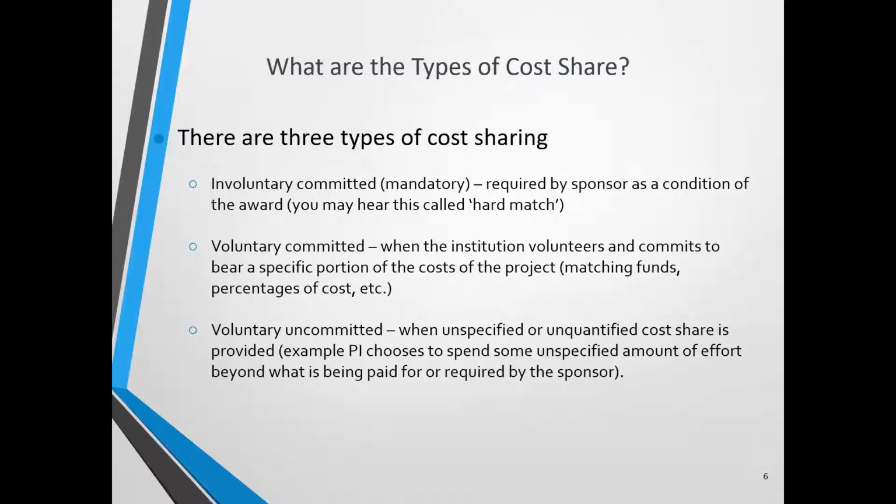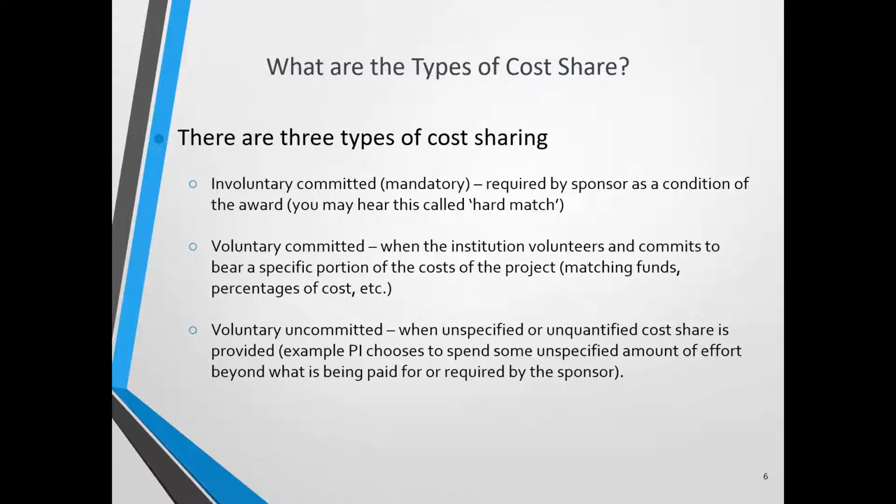Voluntary committed is where the institution or the PIs involved in doing that proposal are committing or volunteering to bear a portion of the cost. So it's not required in the guidelines, or you're doing something above what's required in the guidelines, and you're just providing it of your own free will. Sometimes people do that in hopes that they'll get higher ratings.